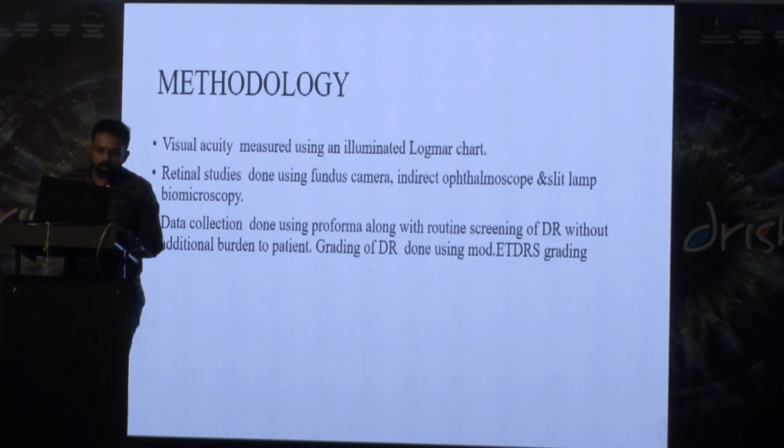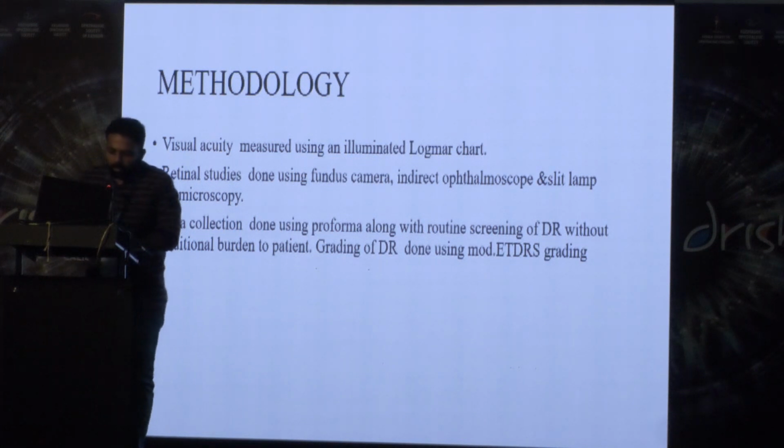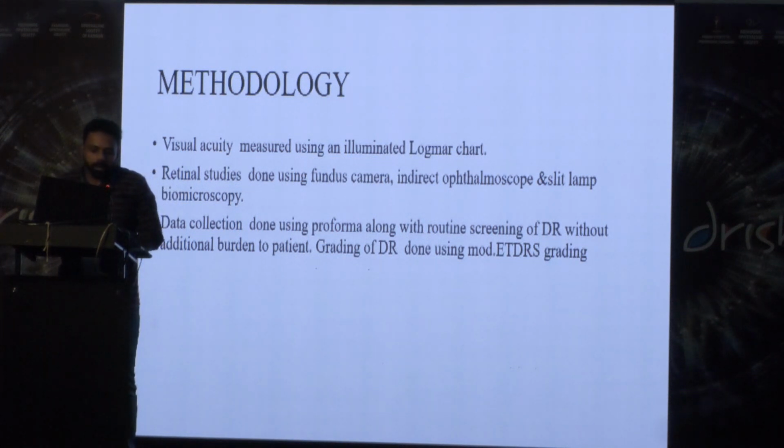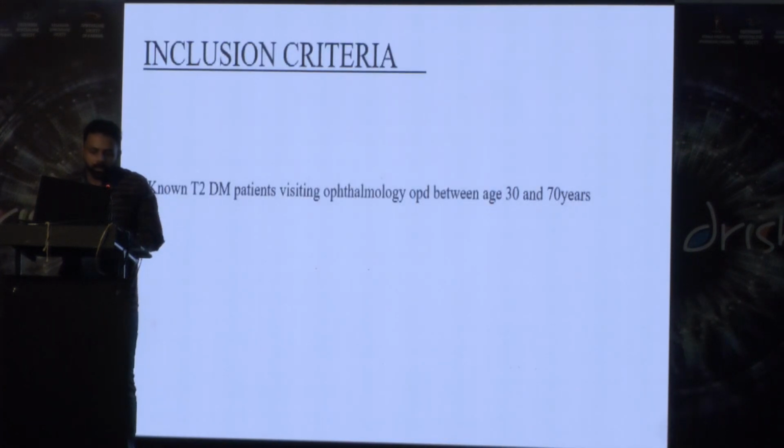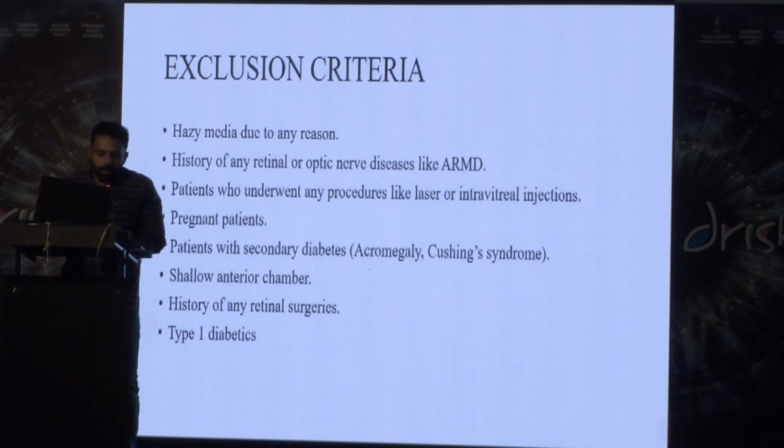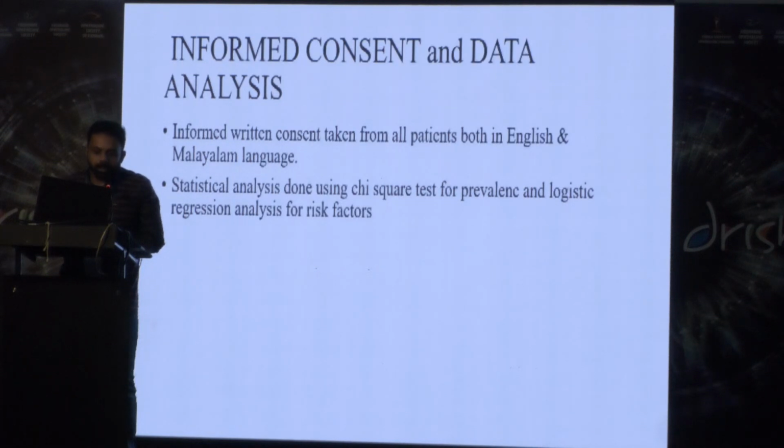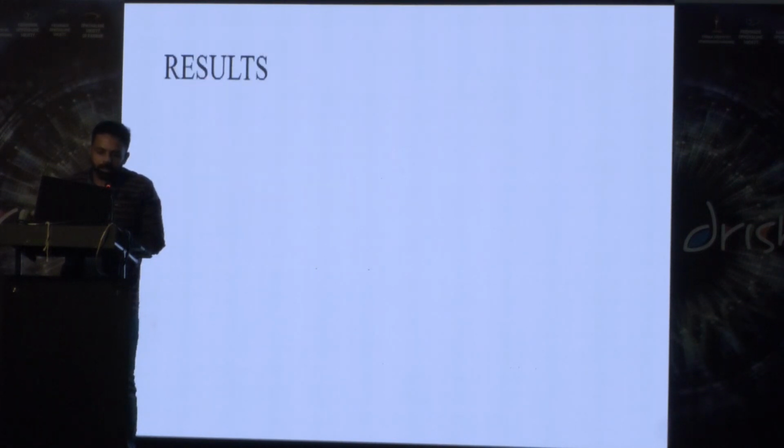Data collection was done using a proforma along with a routine screening of diabetic retinopathy without additional burden to the patient. Grading of diabetic retinopathy was done using modified ETDRS grading. Inclusion criteria was type 2 diabetes mellitus patients visiting the ophthalmology OPD between age 30 and 70. Exclusion: any retinal media opacities. Informed consent and data analysis was done.